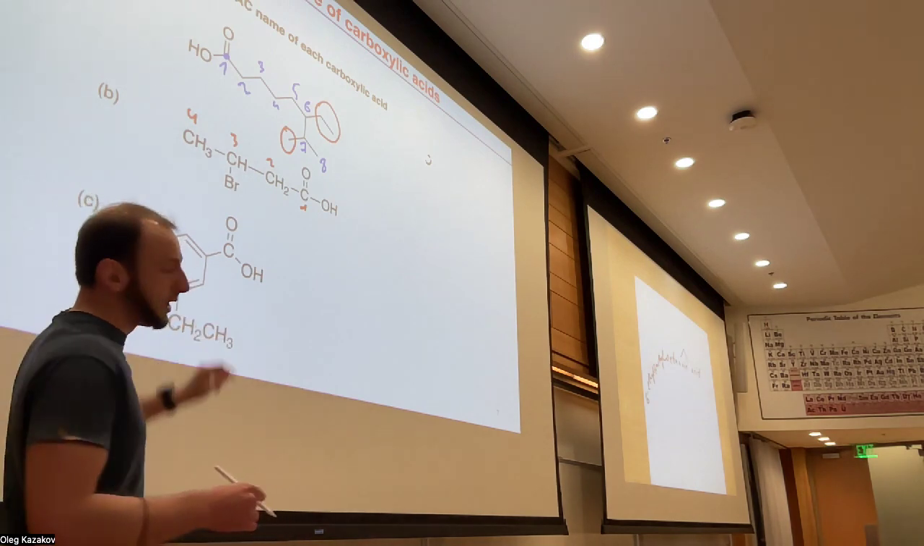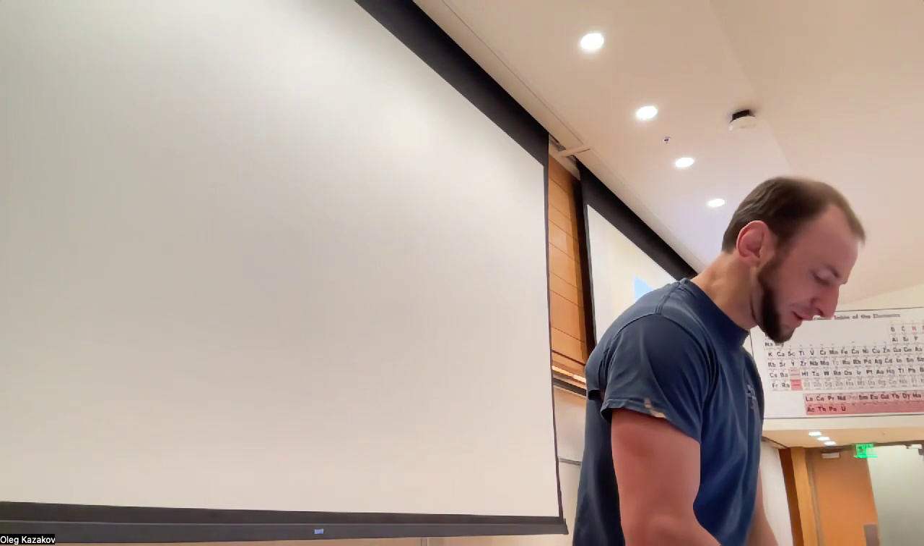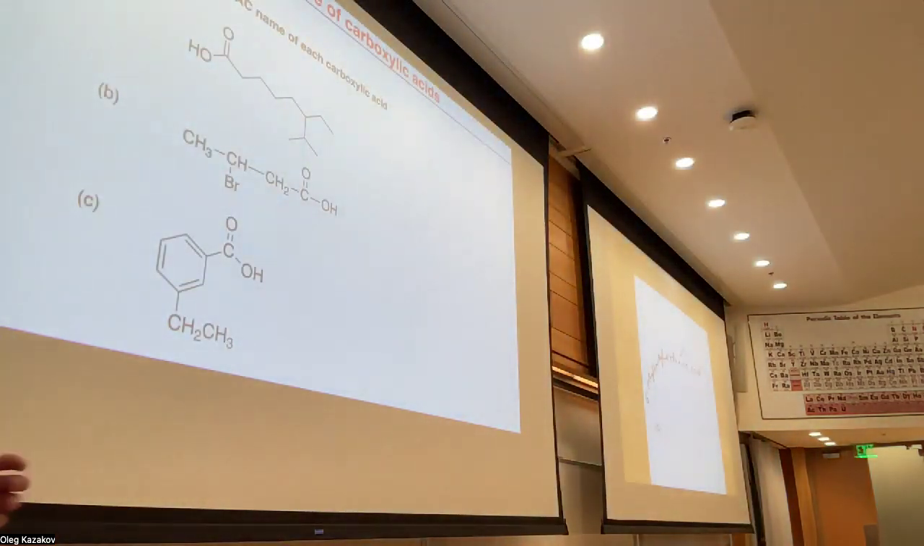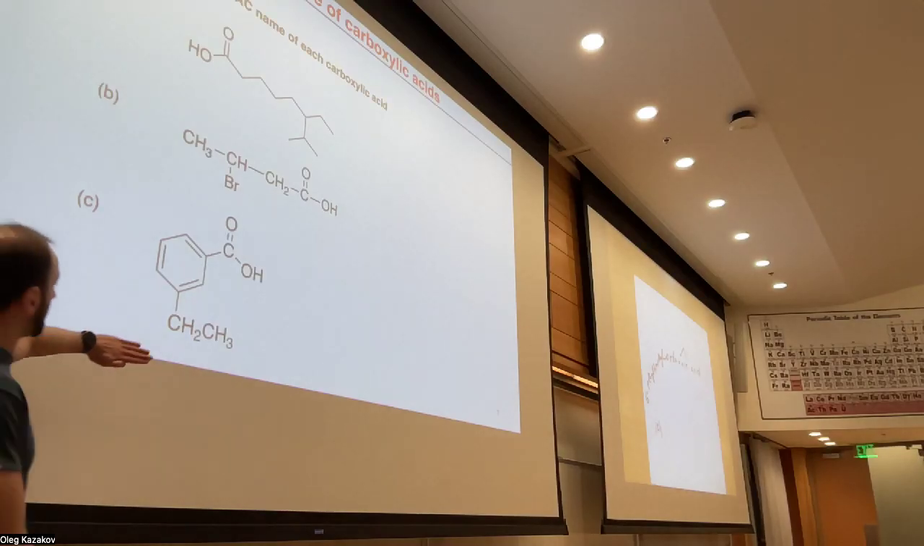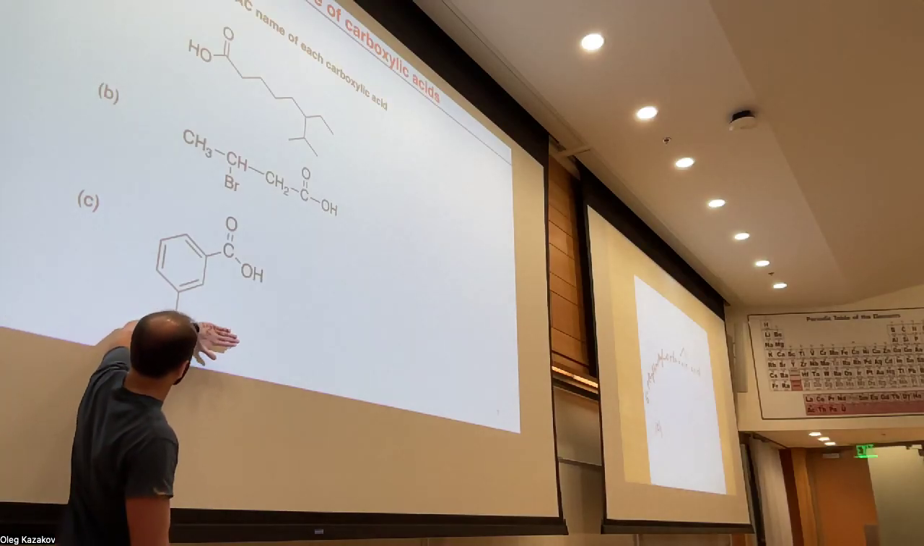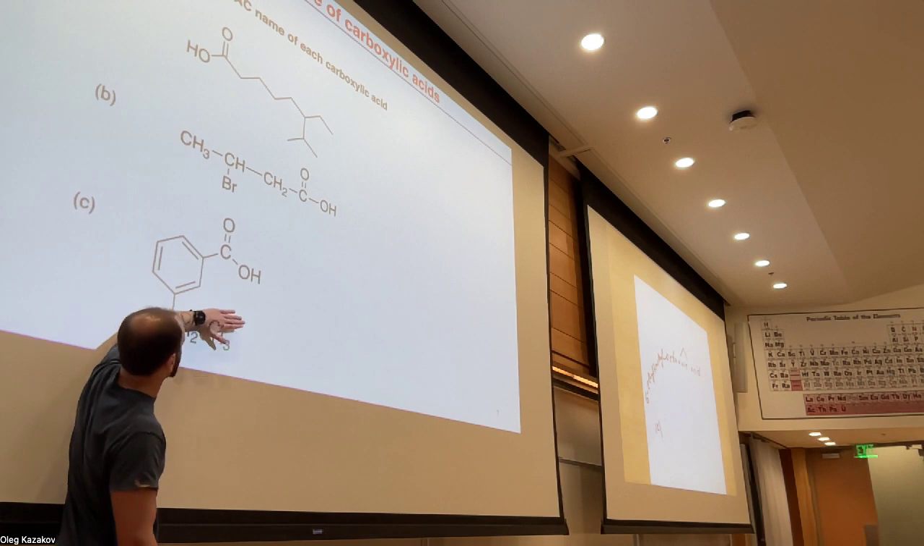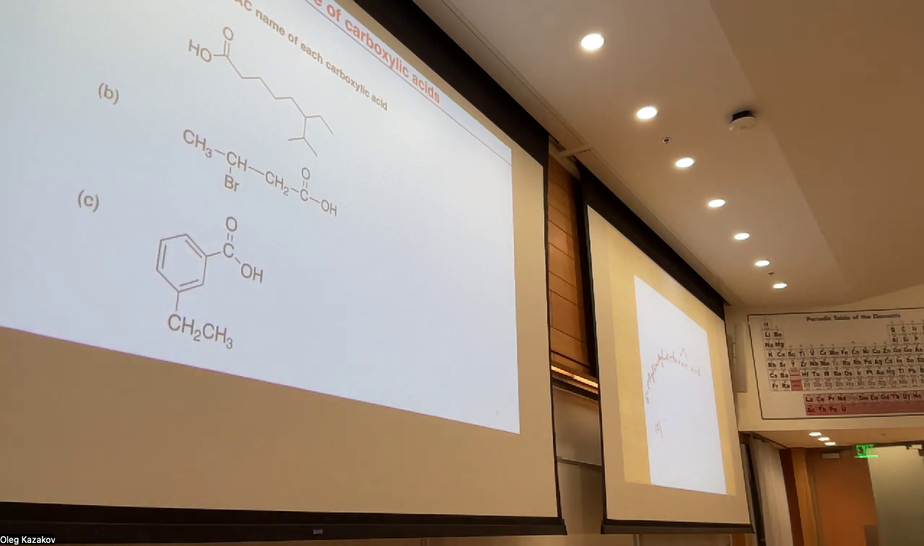So then here we need to recognize the compound by its common name in part C, right? So this one will be benzoic acid, right? So now let's move on to part C. Here we have nothing more than benzoic acid with a substituent, right? So if you cover it, you should be able to recognize the benzoic acid.